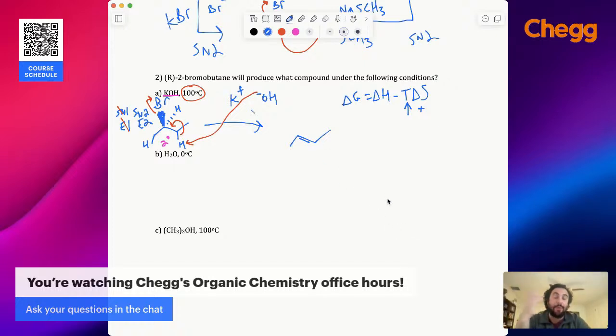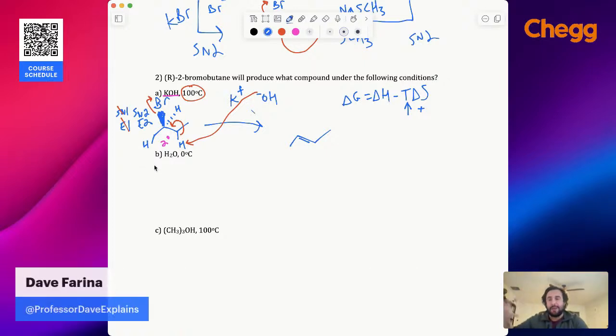If we had a very bulky base like tert-butoxide, then we would favor accessing the primary proton, because there would be a substantially lower activation energy with this big bulky base approaching the periphery, the side of the molecule, as opposed to the internal proton. And then we would get 1-butene as our elimination product. So that's a lot of stuff.